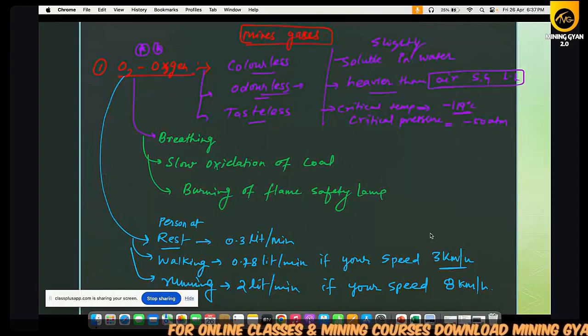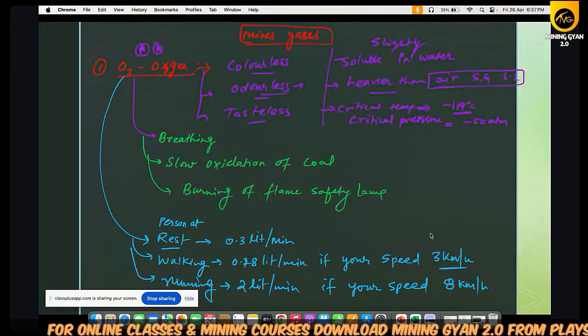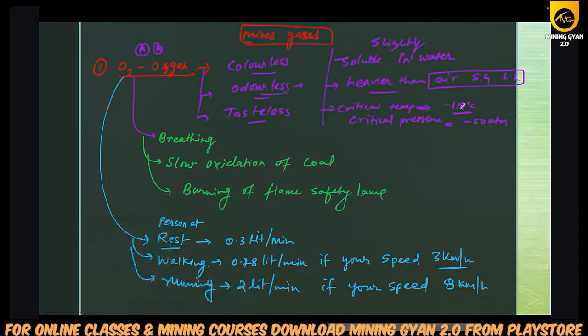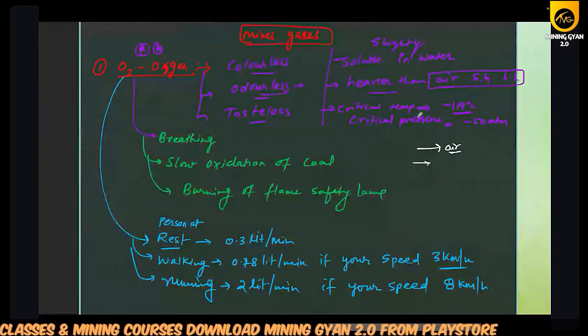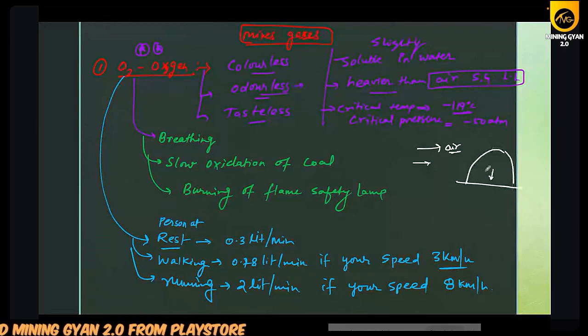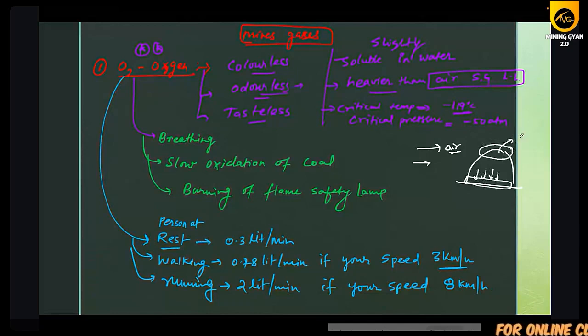So oxygen, we have seen that oxygen is colorless, odorless, tasteless. It is partially soluble in water, and its density is higher than air. Higher than air means that if you see in the atmosphere, if the air is here, O2 will be below. Heavier gases you will find near your floor, and if lighter in weight, then you will find them on the roof. So CH4 you will find on the roof side because it is lighter than air.